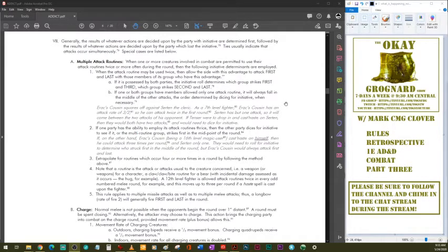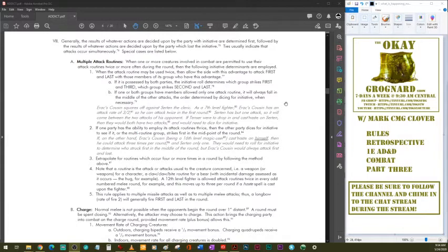So the example given is Eric's cousin squares off against Certain the cleric. As a 7th level fighter, Eric's cousin has an attack rate of 3 for every 2 rounds. So he can attack twice in the first round. Certain has but 1 attack, so it would come between the 2 attacks of his opponent. If Tensor were to drop in and cast haste on Certain, the cleric, then they would both have 2 attacks and would need to dice for initiative.